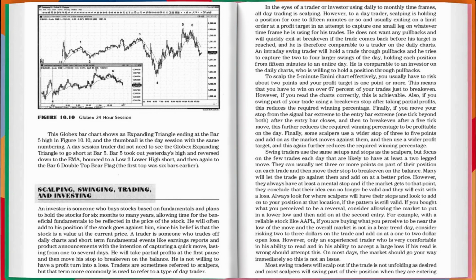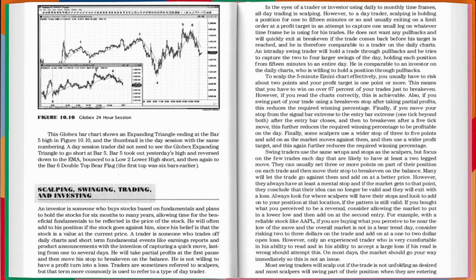A trader is someone who trades off daily charts and short-term fundamental events like earnings reports and product announcements with the intention of capturing a quick move, lasting from 1 to several days. He will take partial profits at the first pause and then move his stop to break-even on the balance. He is not willing to have a profit turn into a loss.